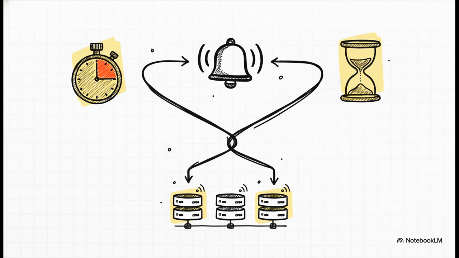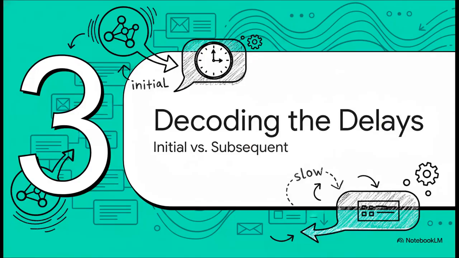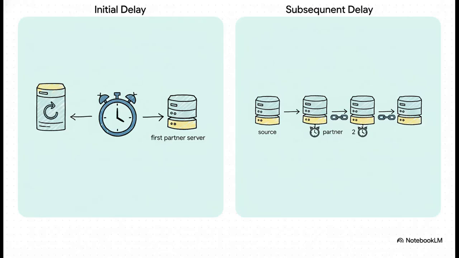These two little timers are the secret ingredients that keep the entire network from grinding to a halt. So let's break these two delays down, because they each do a very different job, but they're both absolutely critical. You've got two types. First, the initial delay. Think of this as the waiting period before the very first server gets notified. Then you have the subsequent delay. That's the little pause in between notifying each server on the list. So, one pause at the start and then a bunch of little pauses along the way.